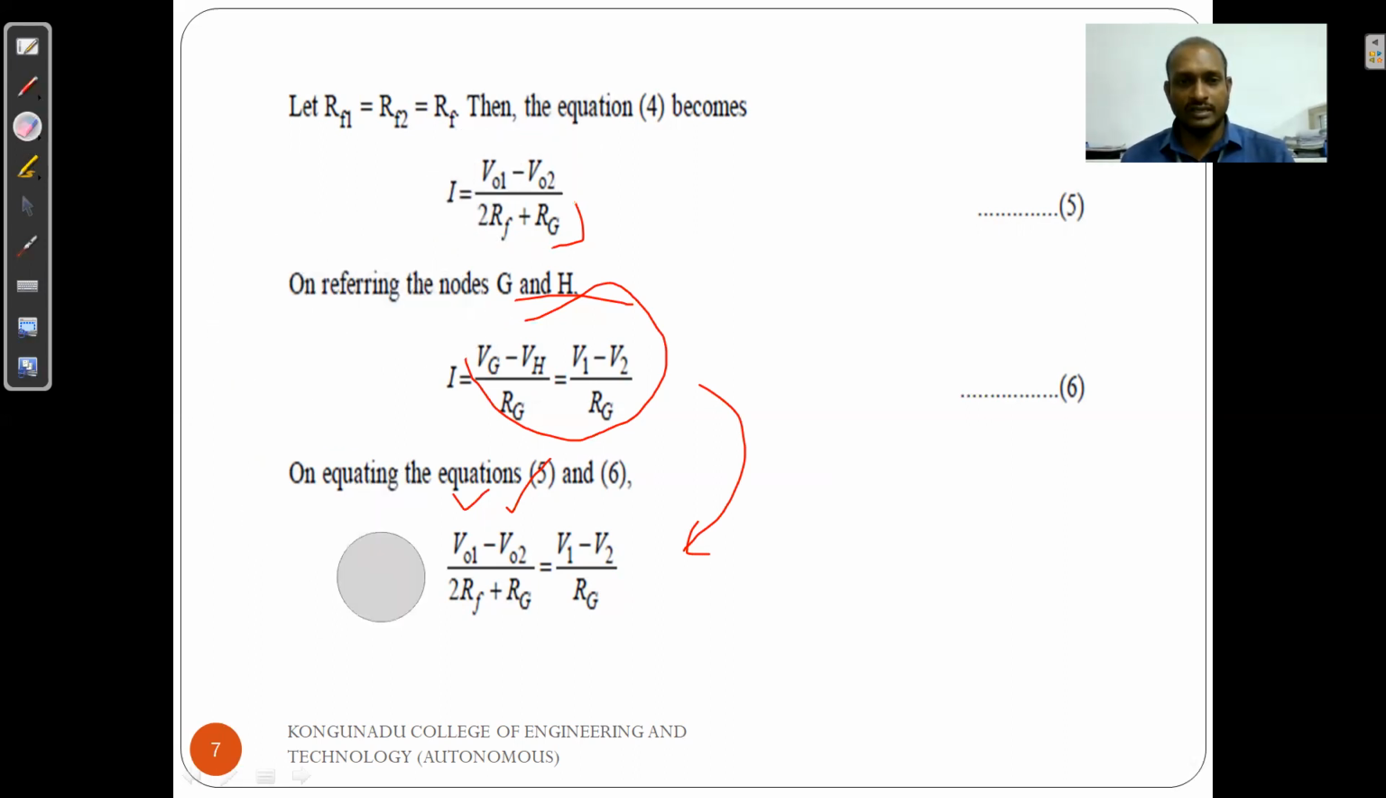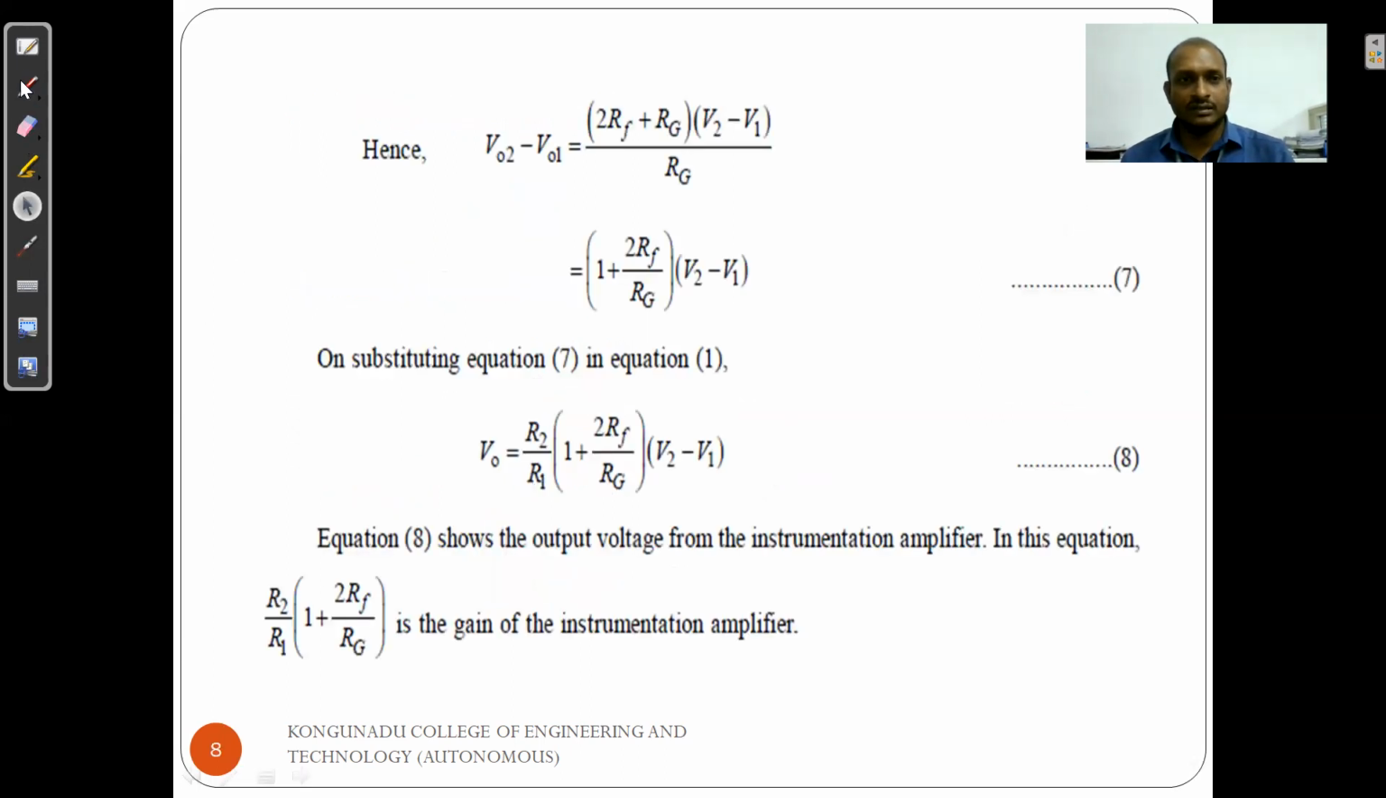So V01 minus V02 is equal to (2 Rf plus Rg) into (V2 minus V1) divided by Rg. Taking Rg outside, finally we get 1 plus 2 Rf divided by Rg into (V2 minus V1). So V02 minus V01 is equal to this value. Substituting equation number 7 in equation number 1, this is the value for V01 minus V02.